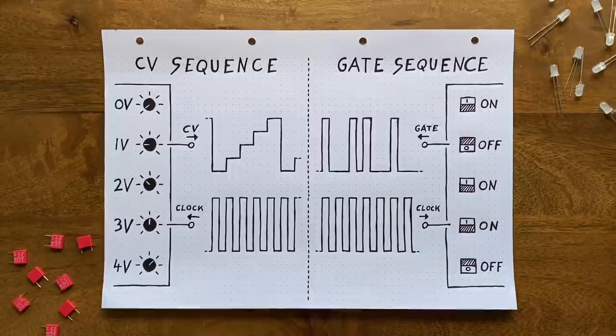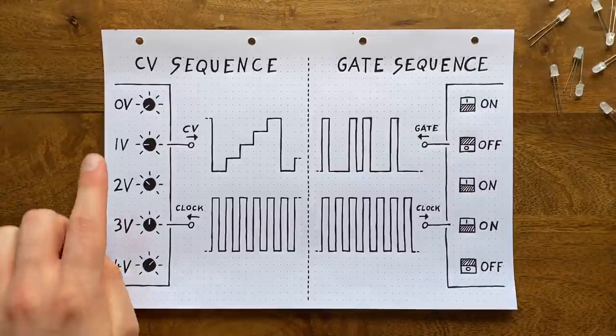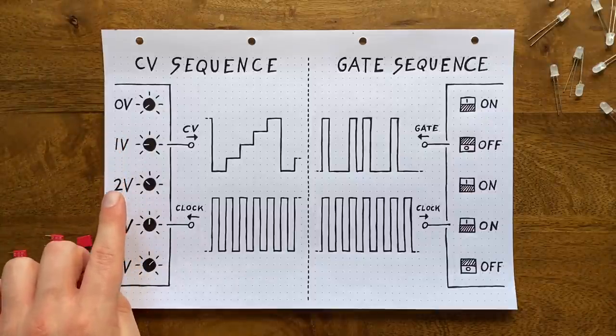CV coming from a sequencer is often used to control an oscillator's pitch. The relation here is simple. The higher the control voltage, the higher the pitch. CV sequences are then really just strings of discrete voltage levels, a bit like sheet music for your synthesizer. Consider this example. Here we've got a 5-step CV sequence where the output voltage increases by 1 on each step.